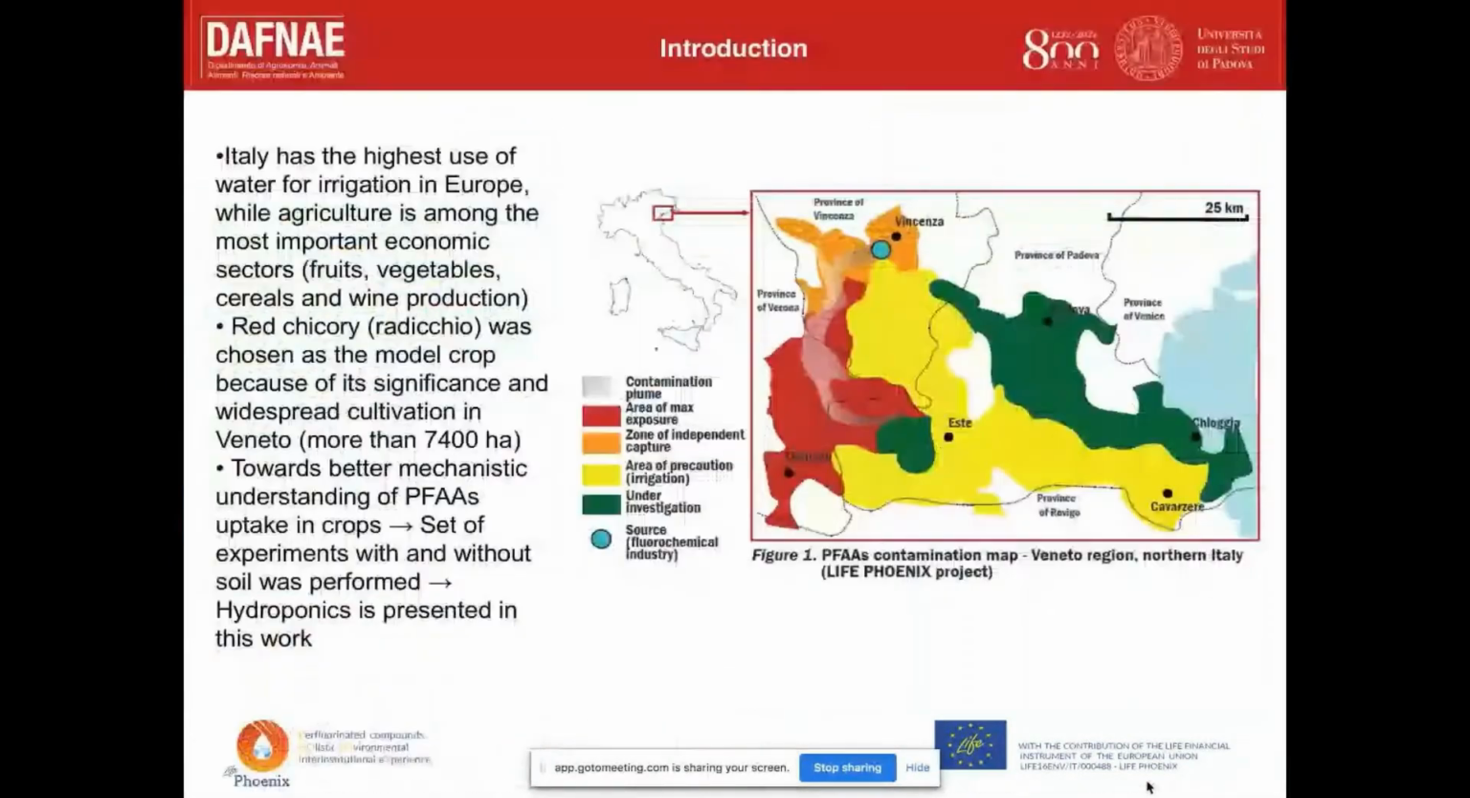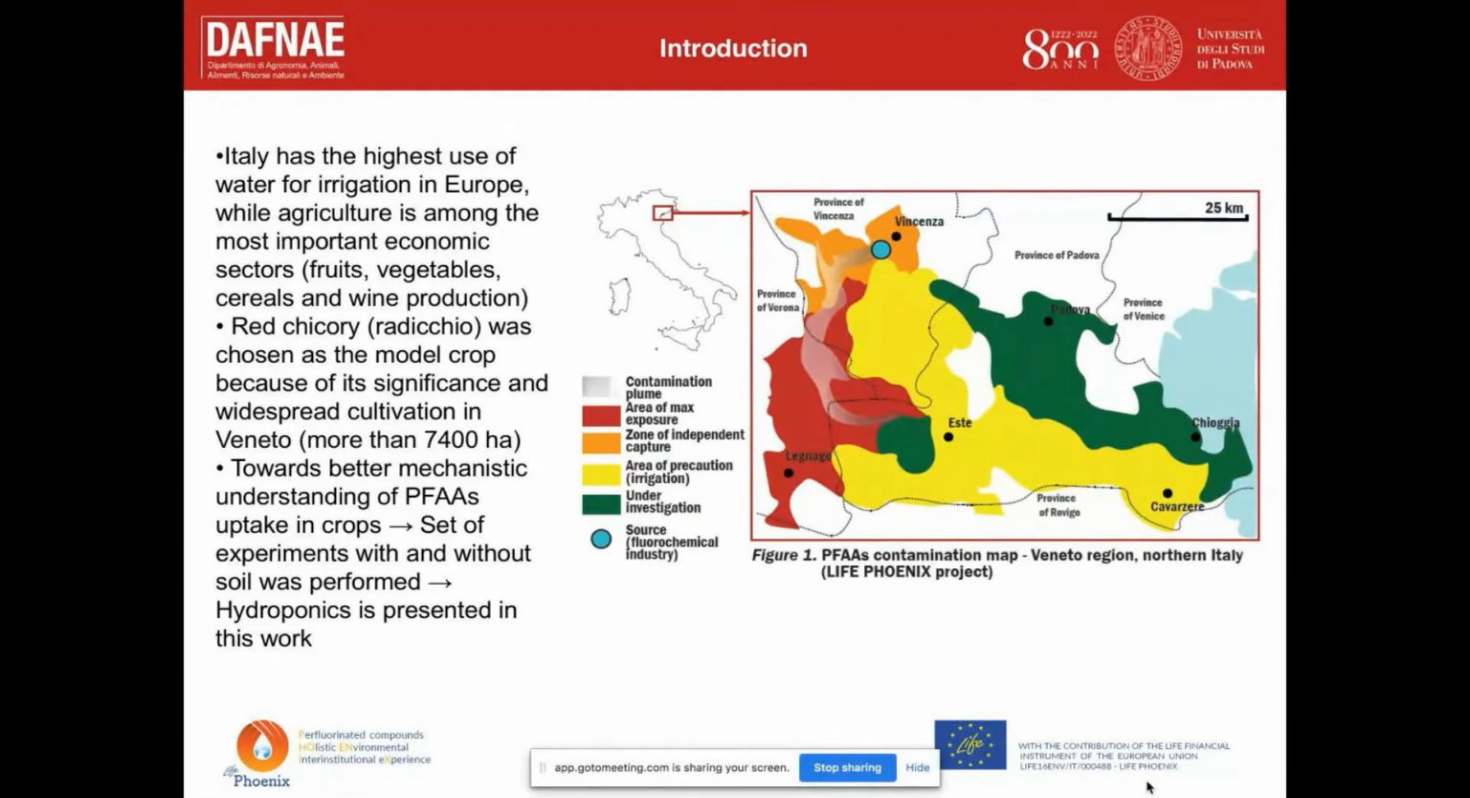Just to briefly summarize, we have chosen red chicory, the radicchio, because it is a widespread cultivation in Veneto, one of the most cultivated there, obviously less than normal crops, because these particular soils are needed.